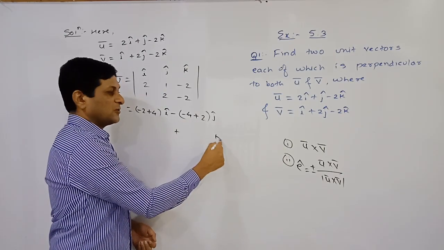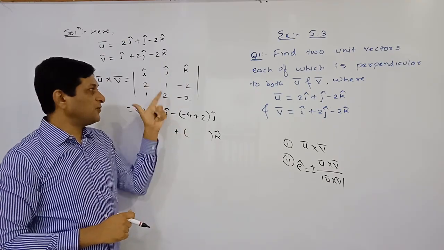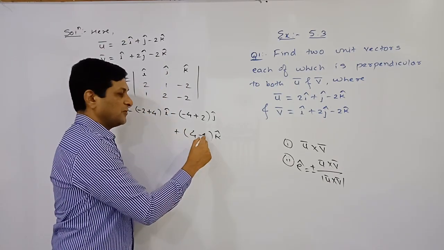Lastly, let us find the coefficient of k cap. Now delete this column. So here 4 minus 1 will be equal to 3.